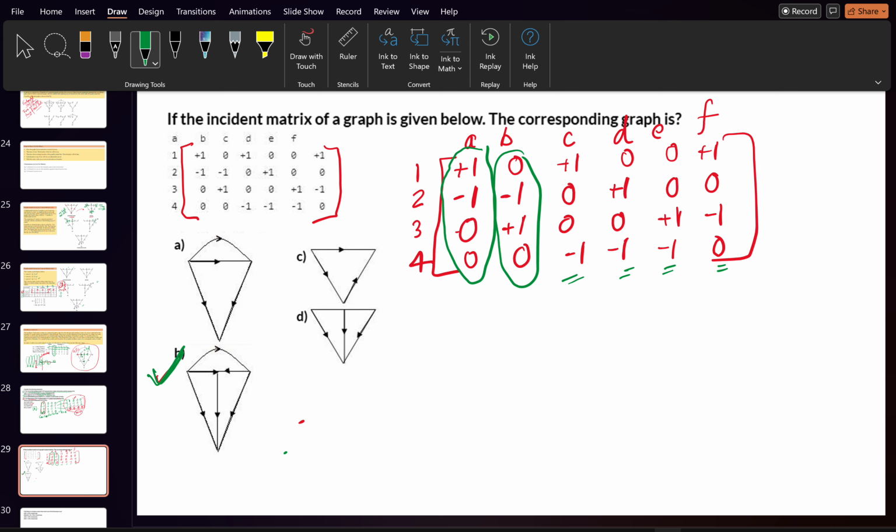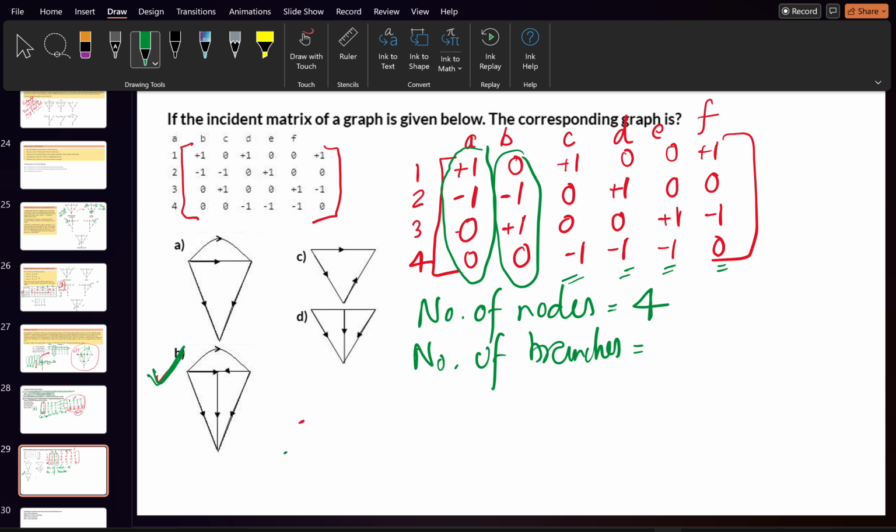Also, how many nodes are there here? There are four rows, so that's why there are four nodes. How many branches are there? There are six branches because there are six columns. Which option is actually correct?